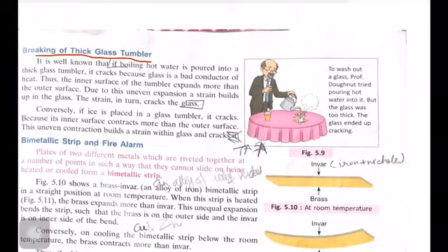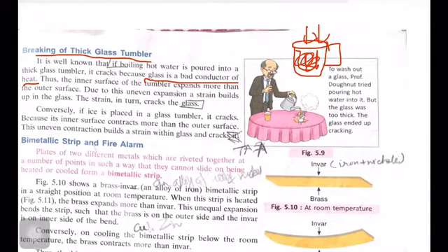So what happens? There is a tumbler. If this is the tumbler, fine. When we pour very hot water or tea inside, you know that it is made up of glass, and glass is a bad conductor of heat. It does not allow the heat to pass through it. So the inside portion of the cup or the tumbler will expand, while the outside portion does not expand. So this improper expansion of the glass will lead to the cracks in it.